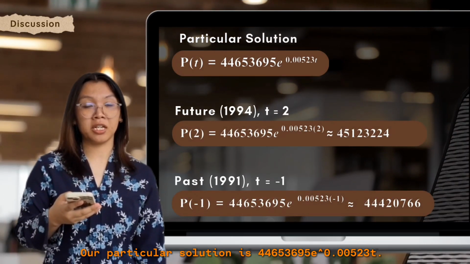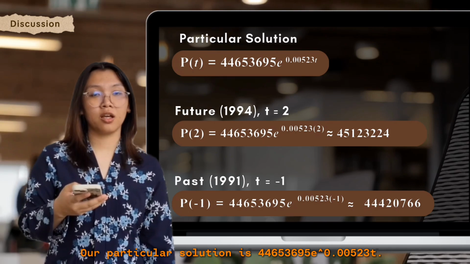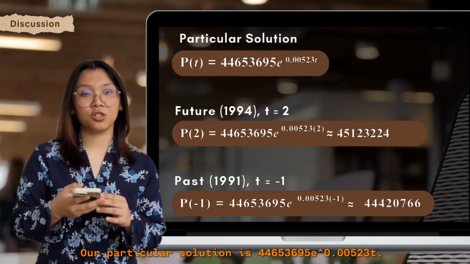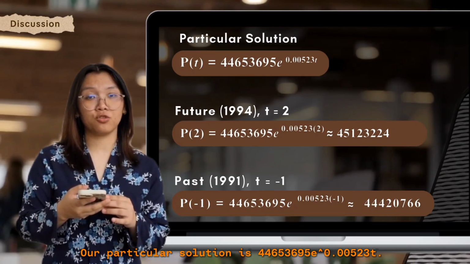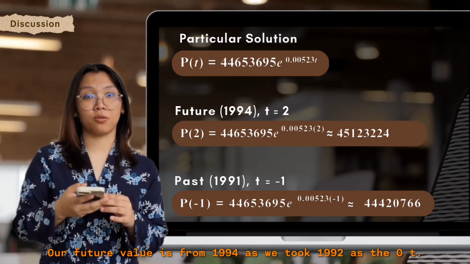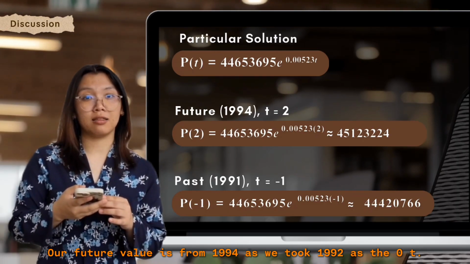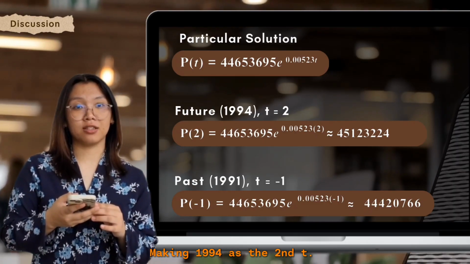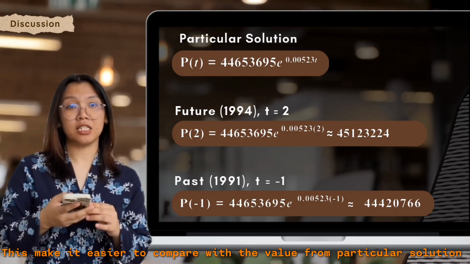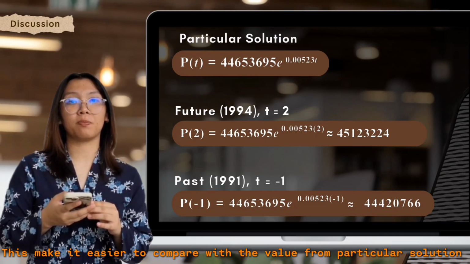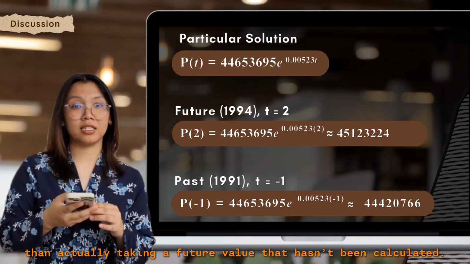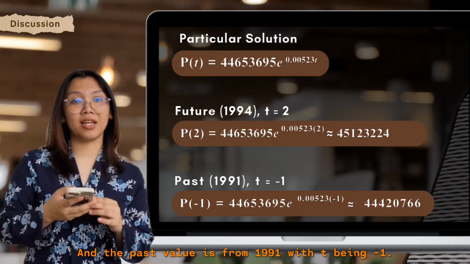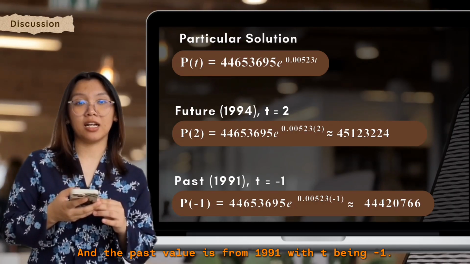Our particular solution is 44,653,695 e to the power of 0.00523t. Our future value is from 1994, as we took 1992 as the t equals 0. Making 1994 as t equals 2, this makes it easier to compare with the value from the particular solution than actually taking a future value that hasn't been calculated. And the past value is from 1991 with t being -1.